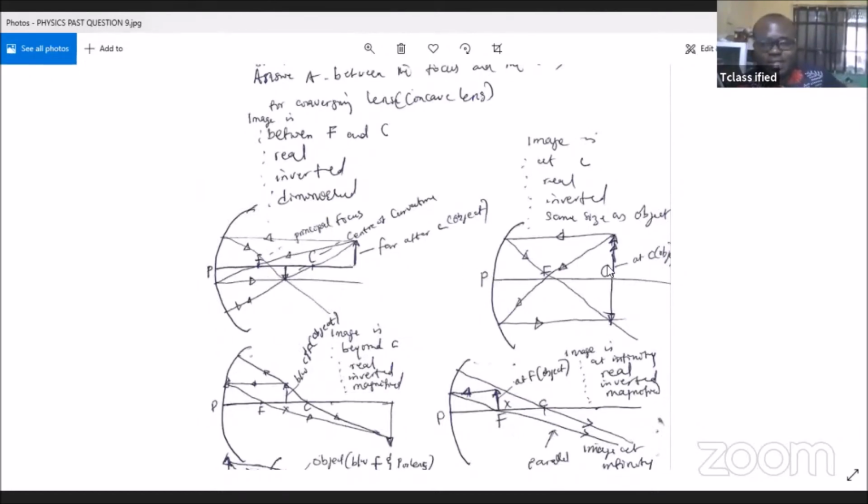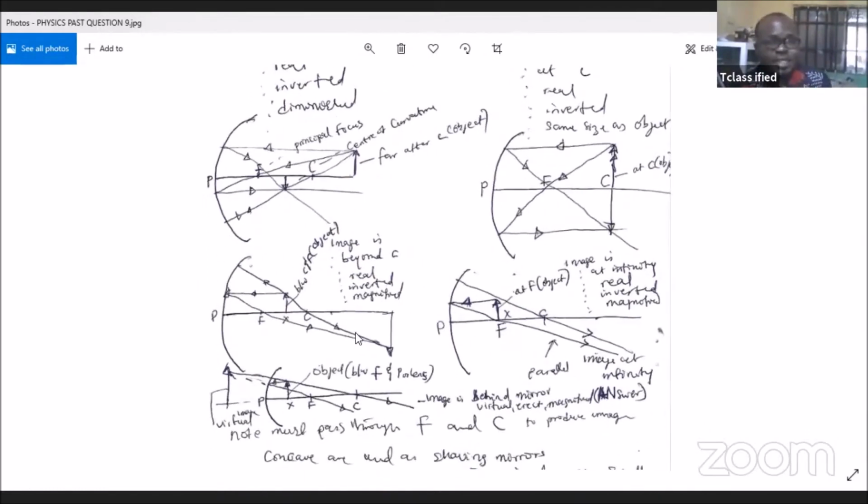Another instance is where you place the object at C, at the center of curvature. You can see the object here, and you can see the image. Here, the image is also at C. The image is real, it is also inverted, and it's the same size as the object. So that's another case.